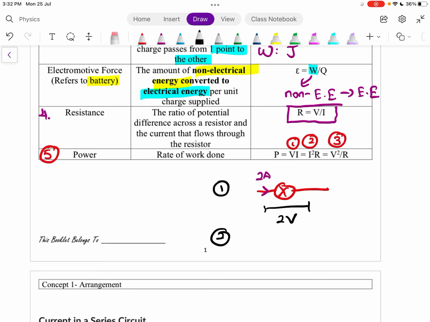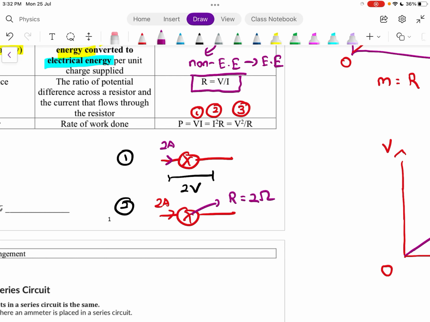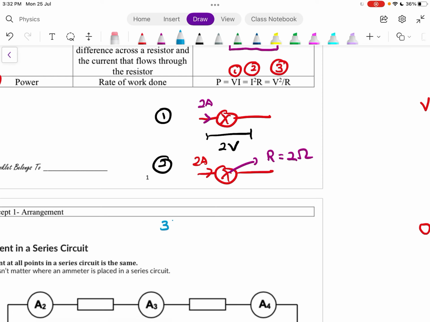Second case, let's just say instead of giving you voltage, or potential difference, I give you current, and I give you something like your resistance. The resistance of the light bulb, maybe I just put 2 ohms. In this case, I simply use P equals I squared R. After that, the last case: instead of giving you current, I give you the potential difference now, maybe 2 volts here, and I give you the resistance of the light bulb, which I also give you as 2 ohms. In this case, I will simply use V squared over R.